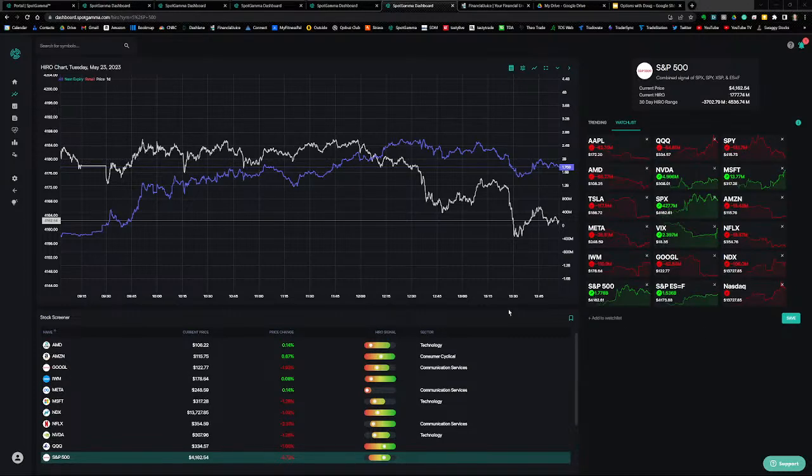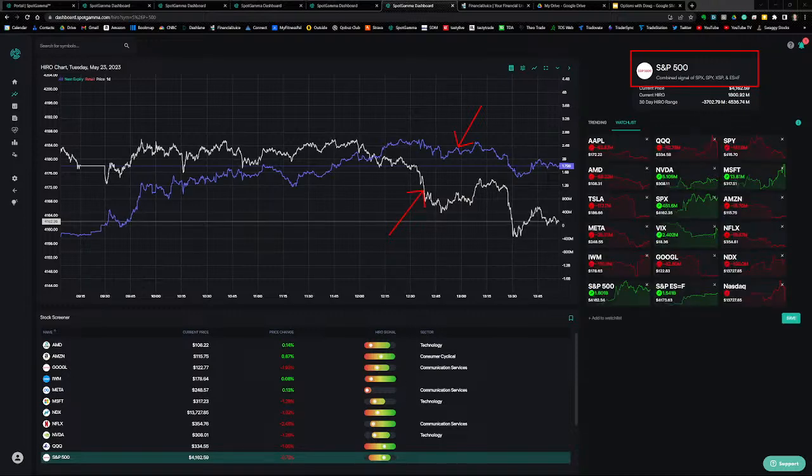So first of all, this chart is from SpotGamma HIRO, showing price with the white line, the HIRO signal, hedging impact of real-time options, and this is showing a combined signal for the S&P 500 for SPX, SPY, XSP, and ES futures. And again, this is hedging pressure or hedging flow. So this is showing for the combined signal, and it's really SPX, SPY, and ES futures. It is positive.